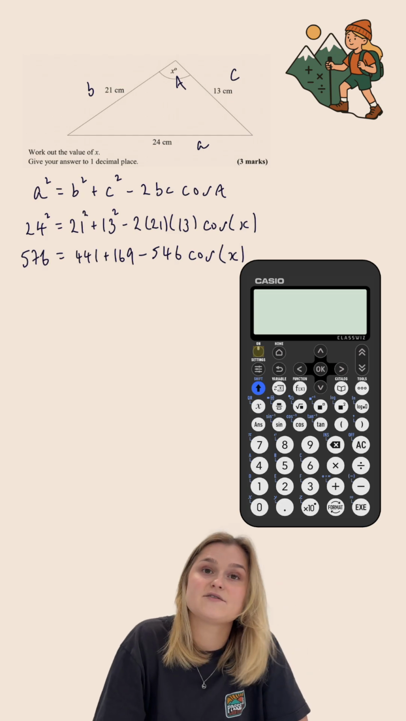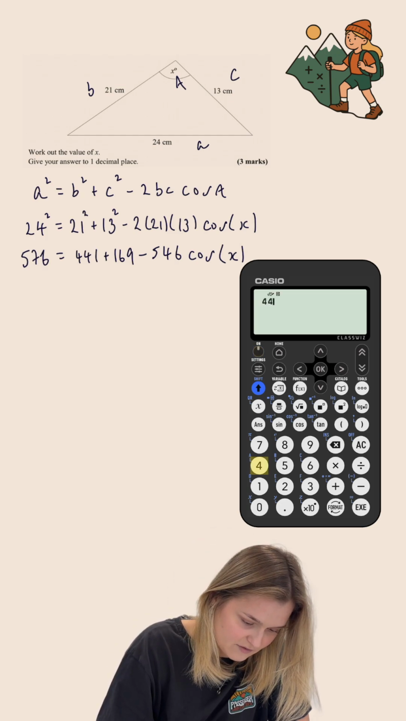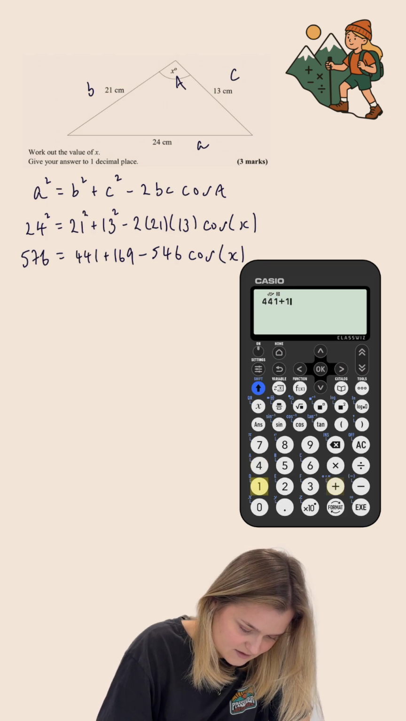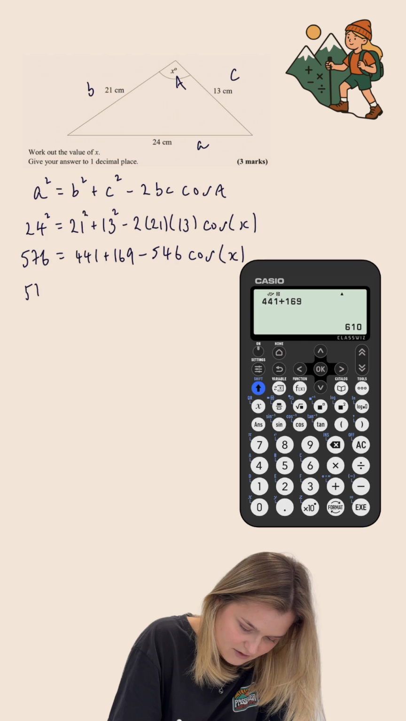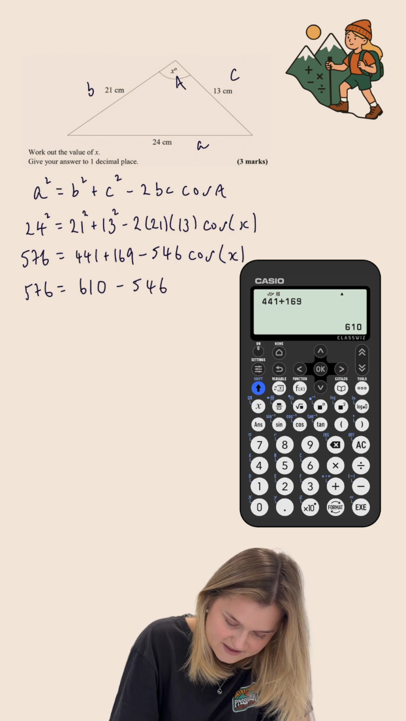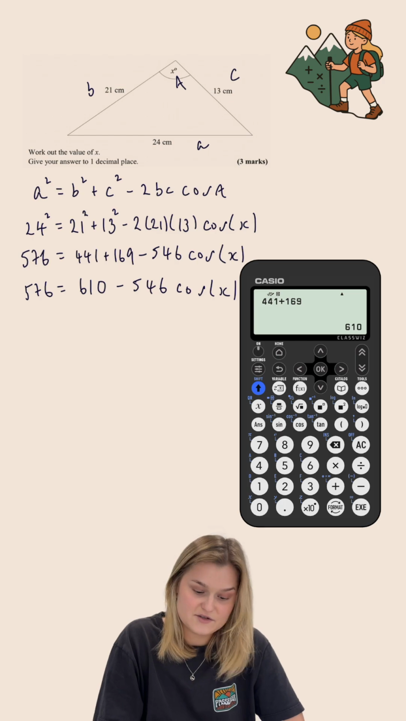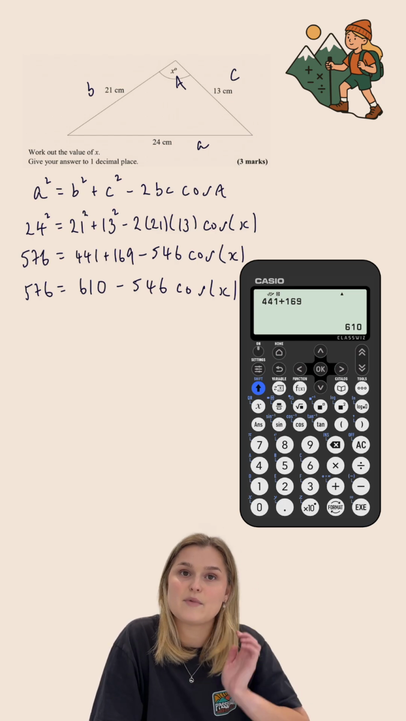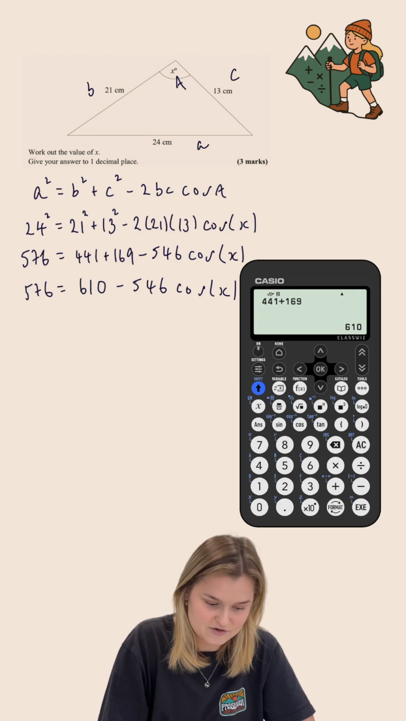I'm going to use my calculator again to do the 441 plus the 169. So I've got 441 add 169, which gives us 610. So I've now got 576 is equal to 610, subtract 546 cos of x. I'm now going to subtract 610 from both sides of this equation because I'm trying to get x on its own, so I don't want that 610.